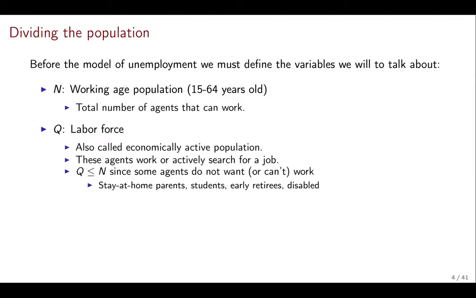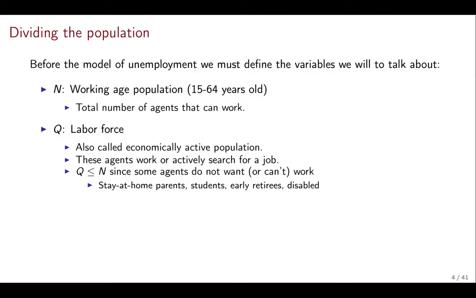Then after this is going to be Q. Q is going to stand for the labor force. And sometimes the labor force is called the economically active population. Economically active because they actively search for a job or are already working. And so by definition, Q has to be less than N, because you're going to have a subset of the working age population that's actually engaged on work or on search.